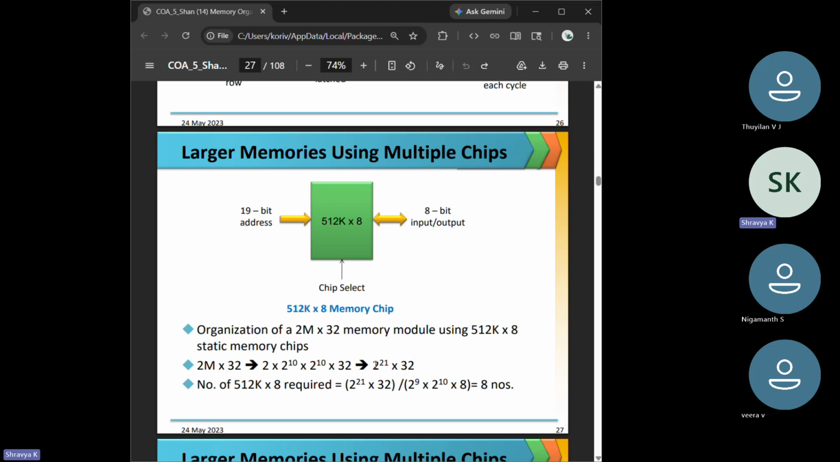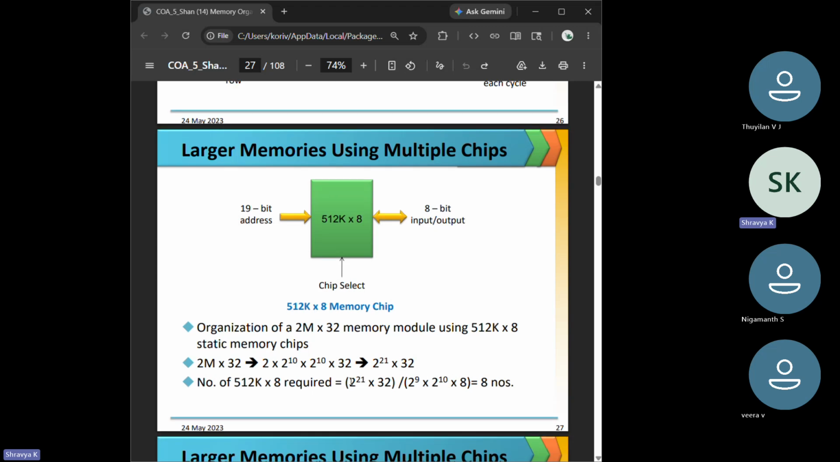So this is the required memory module, right? That's just converted from 2M to this. This is the required size, and this is the size of the chip that we have. So the number of chips that we require would just be the total that we require divided by the amount that is there in one chip. So that will give you the number of chips that's required.